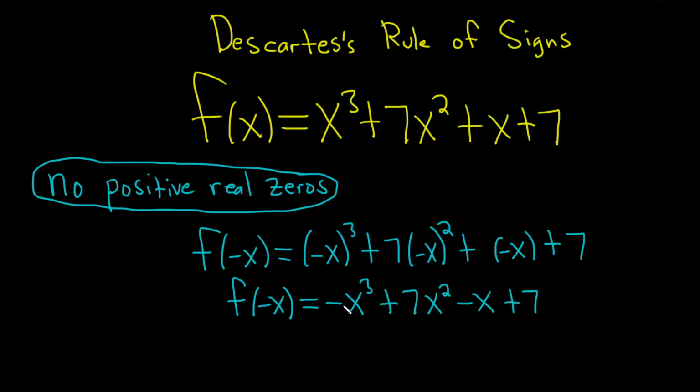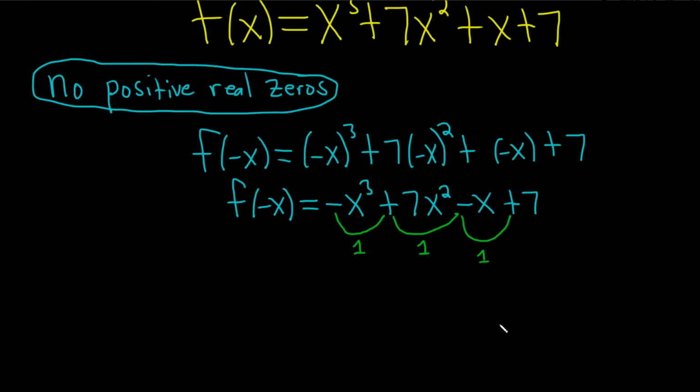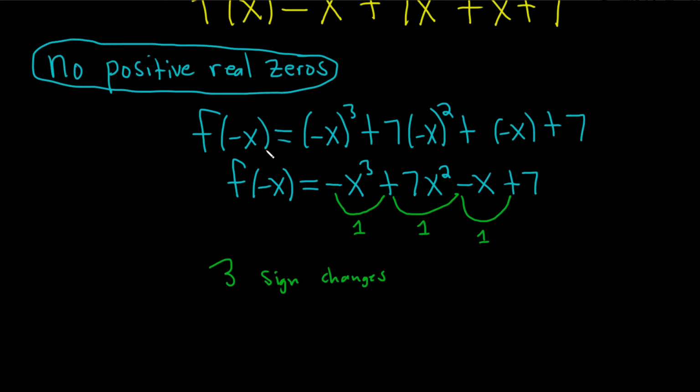Okay, now we're going to count the sign changes here for this function. So it goes from negative to positive, so I'm going to put a 1 here. That's one sign change. It goes from positive to negative. I'll put a 1 here. That's another sign change. And then it goes from negative to positive, so I'm going to put a 1 here. That's another sign change. So we have 3 sign changes. And again, we're working with f of negative x, so this is all about negative real zeros.